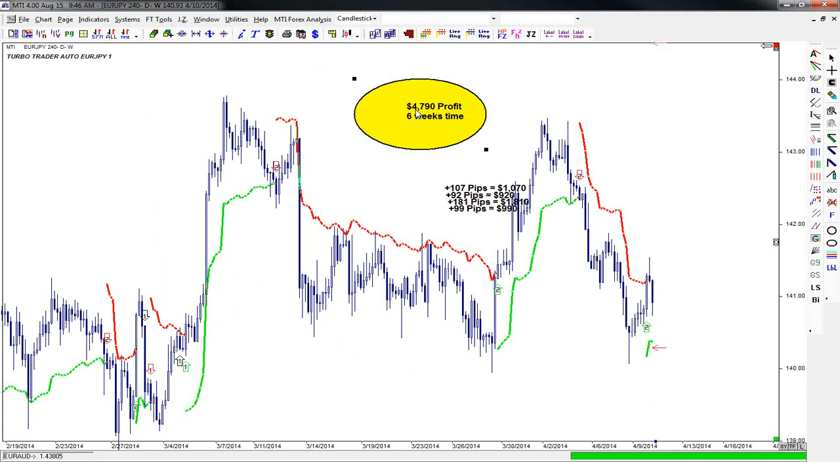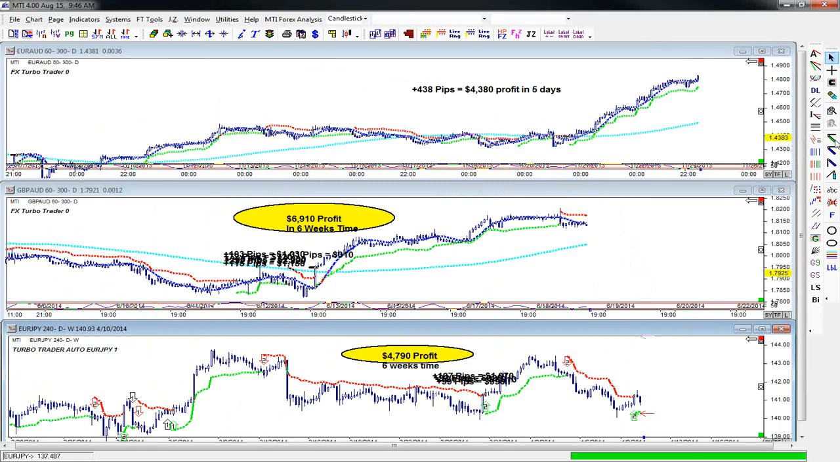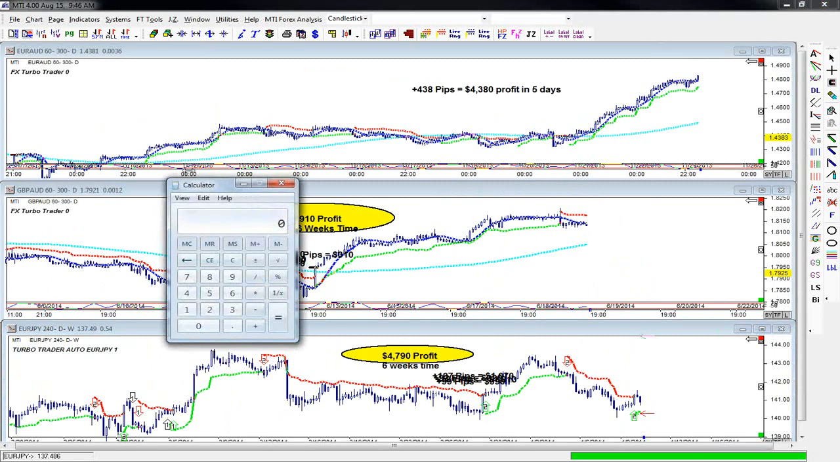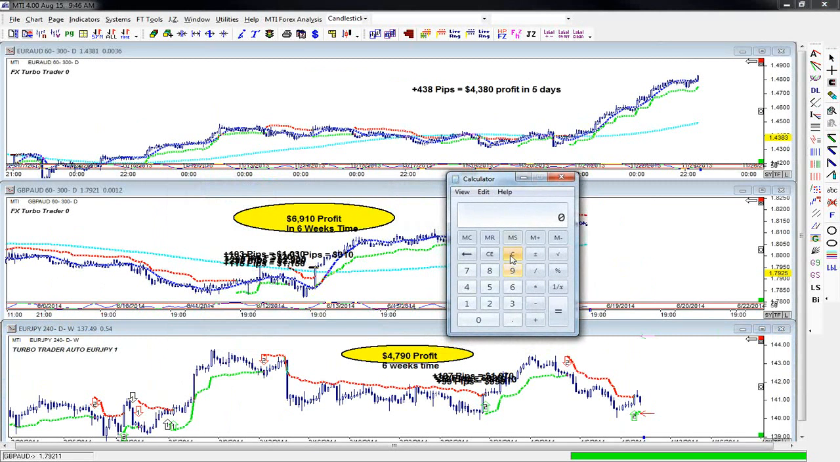And so once again, take a look. All right, right there. Not bad. So let's take a look here at these two different currency pairs. We're at $6,910 plus $4,790 is $11,700. How many of y'all would be okay generating $11,700 on two currency pairs, in 6-week time frames? Would that be okay? Would that help you? All right. Now, what would that allow you to do?